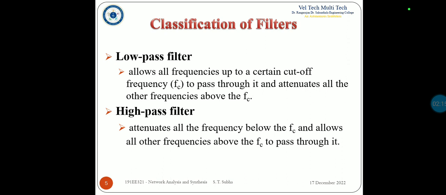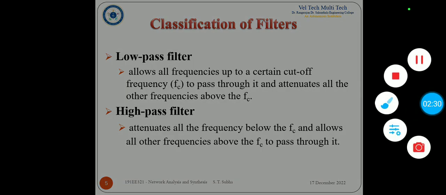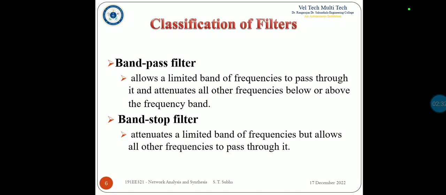Low pass filter allows all frequencies up to a certain cutoff frequency, that is FC, to pass through it and attenuates all other frequencies above FC. High pass filter attenuates all frequencies below FC and allows all other frequencies above FC to pass through it. Band pass filter allows a limited band of frequencies to pass through it, that is between FC1 and FC2, and attenuates all other frequencies below and above the frequency band. Band stop filter is just the opposite of the band pass filter.